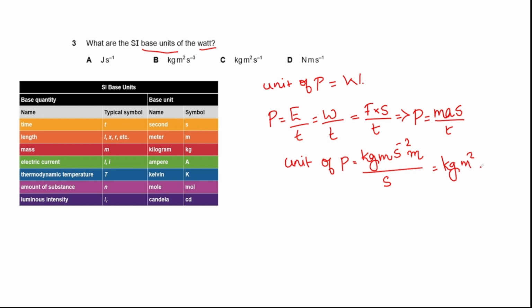So we have to move that denominator to the numerator, so it will be equal to s to the power of -3. So the option is B.